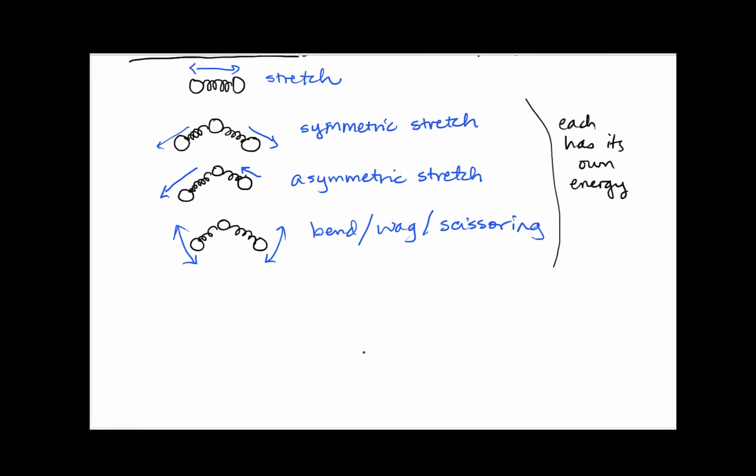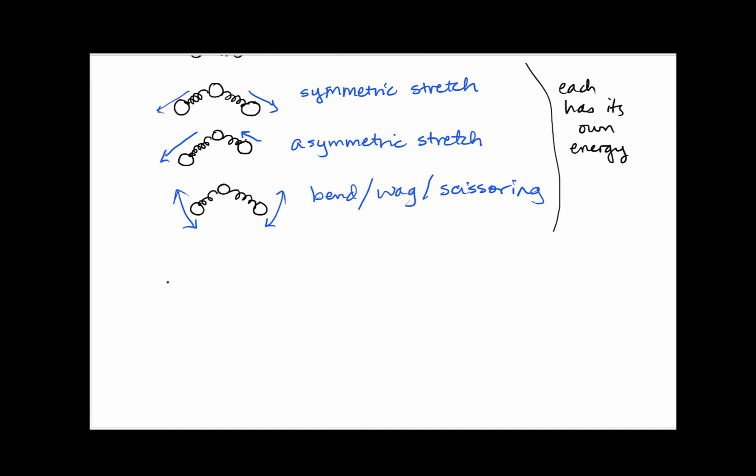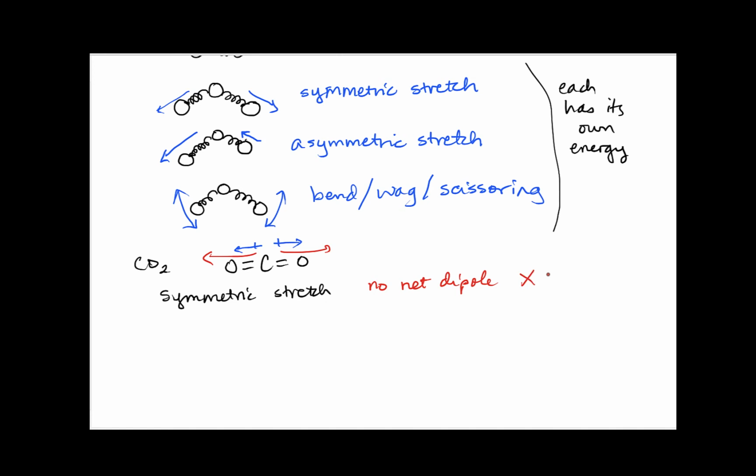So let's look at our main greenhouse gas that we tend to talk about, carbon dioxide again. And we already drew this molecule. And we already agreed that these bonds are polar, but that it has no net dipole. So let's look at the symmetric stretch. In the symmetric stretch, you're going to have these bonds stretching out and then back and stretching out and back, but they're going to be doing it at exactly the same time. And so it's still going to have no net dipole the whole time. So that means it does not absorb IR.